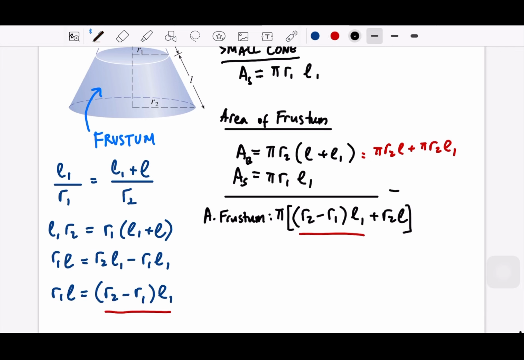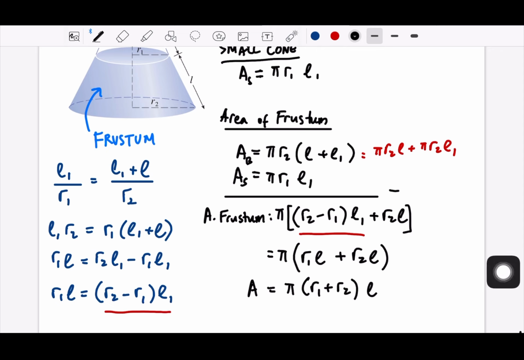So let's do that. So this will be pi R1 L, right? And then plus R2 L. Or we could take the area pi R1 plus R2 and then L, or pi L times R1 plus R2, it's the same.